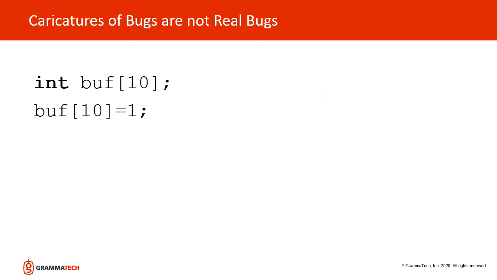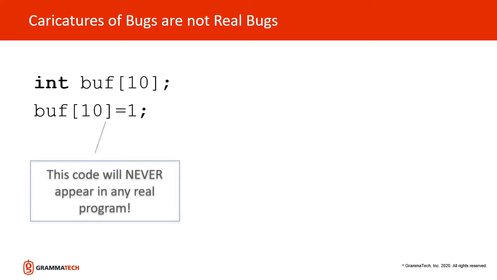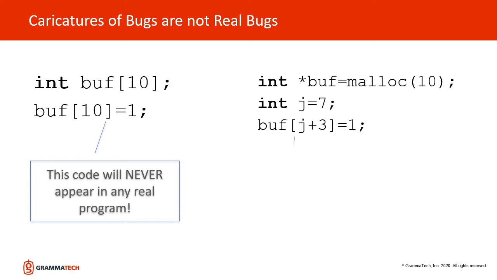But furthermore, caricatures of bugs are not real bugs. So I assert that this code will never appear in any real program. It might occur in what a student might write, or what a very naive engineer might write, but then quickly discover and get rid of. And even this variance are unlikely to appear in that form in real code.